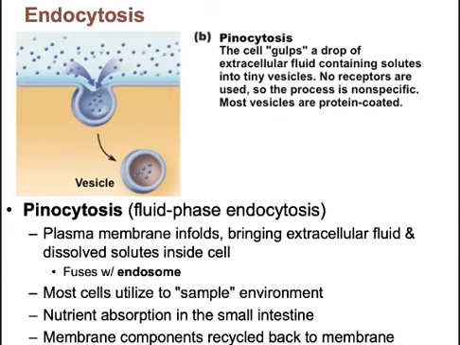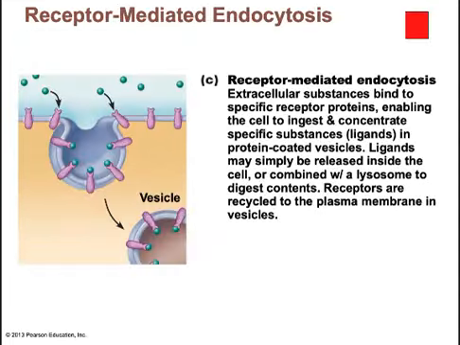Okay? In pinocytosis, what we're doing is we're bringing in material such as a liquid in order to sample it, right? So what happens is that we invaginate a portion of the membrane, we pull the liquid inside. Nutrient absorption in the small intestine is one of the places where this happens, and the membrane components end up being recycled back to the plasma membrane surface.